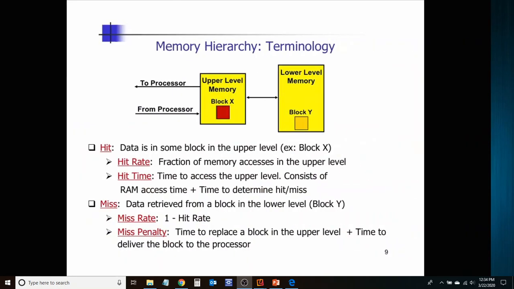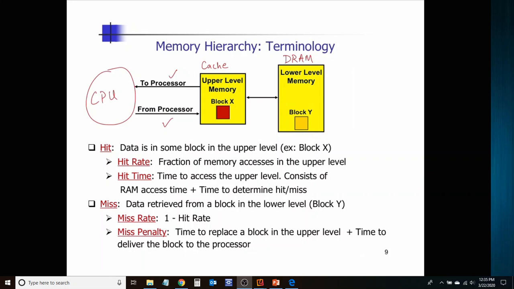All right, now let's take a look at a few more things regarding the terminology for memory hierarchy. In this particular diagram, we have a CPU and we have an upper level of the memory, which should perhaps be cache, and we have a lower level of memory. Let's say this is your dynamic RAM or your main memory. Things could go to the processor or from the processor to the memory. This is going to be a general diagram.